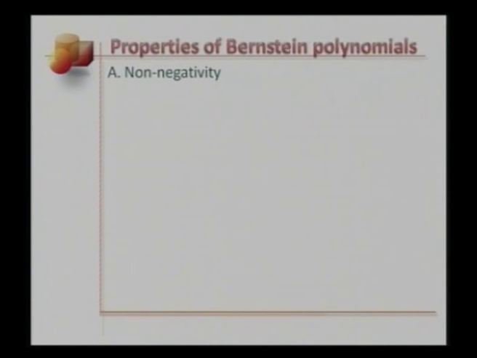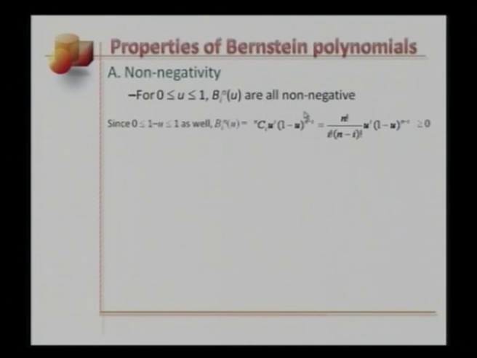Let's now discuss some properties of Bernstein polynomials. First one, non-negativity. For parameter values between 0 and 1, all Bernstein polynomials, capital B(i,n), are non-negative. We know that Bernstein polynomials are given by n combination i times u raised to i times 1 minus u raised to n minus i. We can expand n combination i in terms of n factorial over i factorial times n minus i factorial. Notice that for u lying between 0 and 1, this is positive and this is positive. So there is no way in which these Bernstein polynomials will be negative.